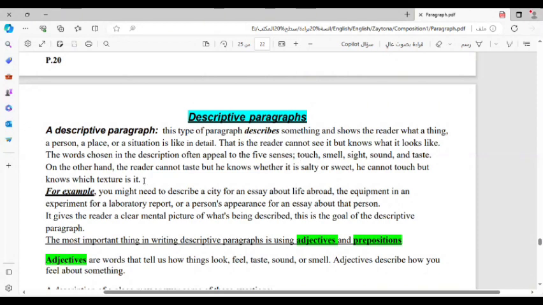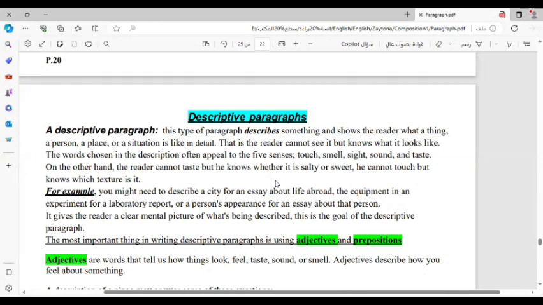So you need to describe it in exciting words. The reader cannot taste, but he knows whether it is salty or sweet. He cannot touch, but he knows which texture it is. So use your adjectives to describe this thing and give details about it. Me as a reader, for example, I will know that your favorite food is a dessert, is sweet, or is a kind of food, using your adjectives and your description.